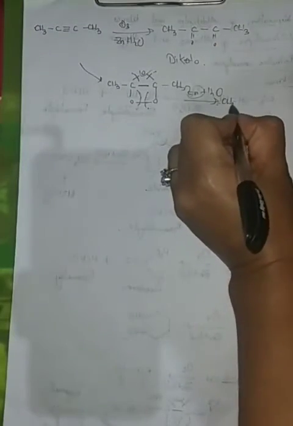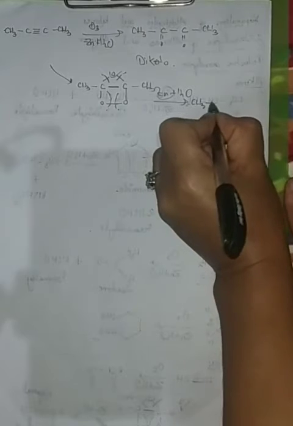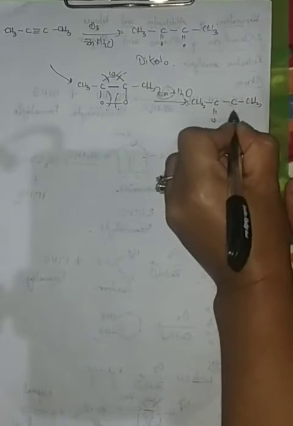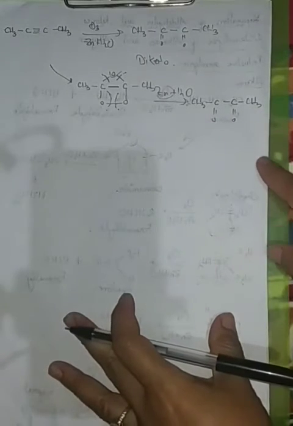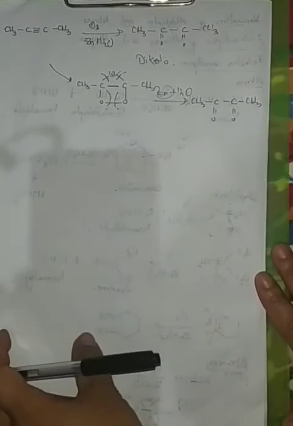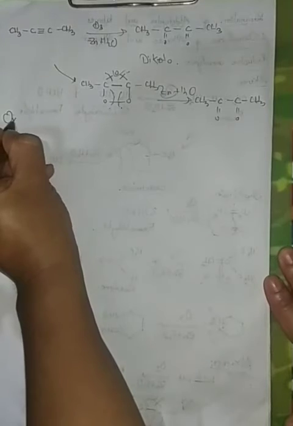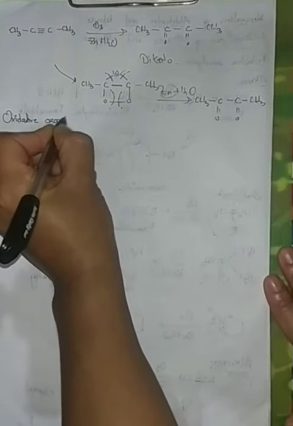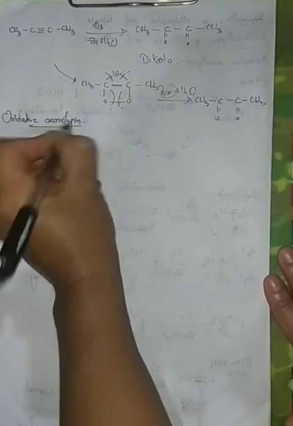Therefore there will be additional CH3 C carbon CH3 double bond oxygen. Therefore in this way a diketo group is formed. Now these are the reductive ozonolysis reactions of alkenes and alkynes. Now let's check the oxidative ozonolysis reaction of alkenes and alkynes.